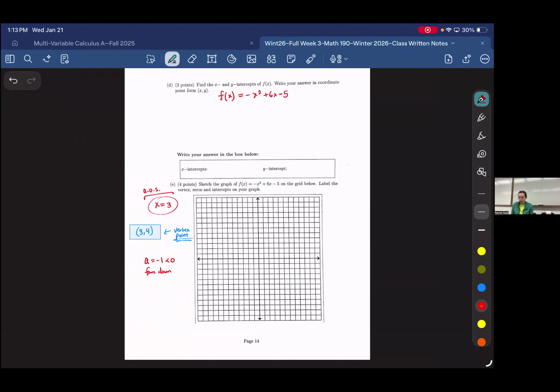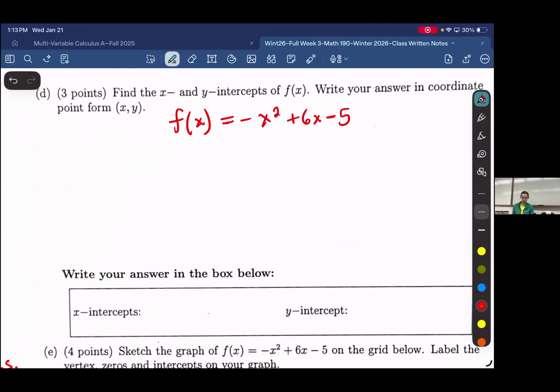All right. So part D is asking us to find the x and y intercepts of our function. Definition of y-intercept is when x equals 0. Definition of x-intercept is when y equals 0.